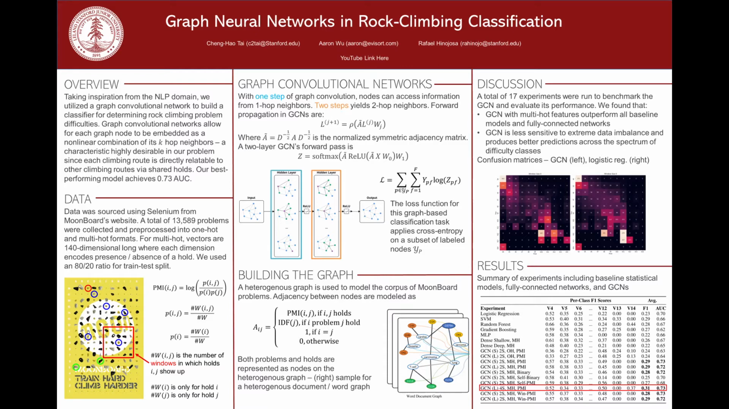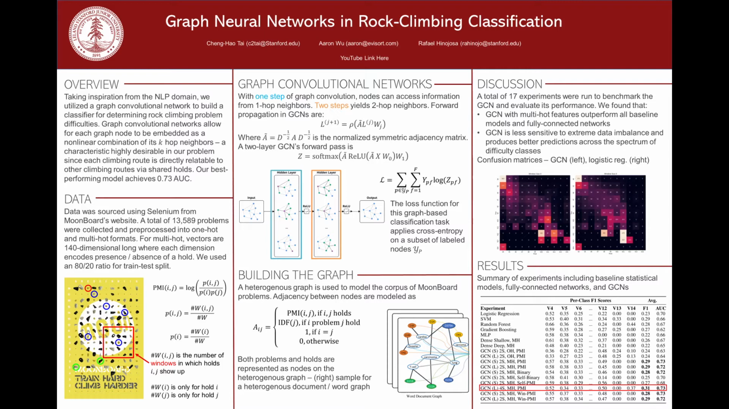So here we see a schematic of a graph. In this particular case, this is a schematic from Text GCN, which is where we draw a lot of our inspiration. Document nodes are shown as colored, word nodes are shown as uncolored. In our particular case, document nodes are problem nodes and word nodes are hold nodes. And essentially, we can create a graph convolutional network that operates on this graph.